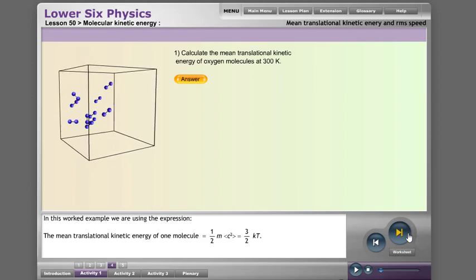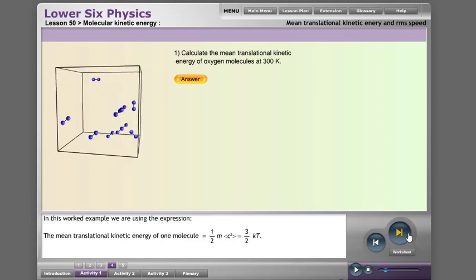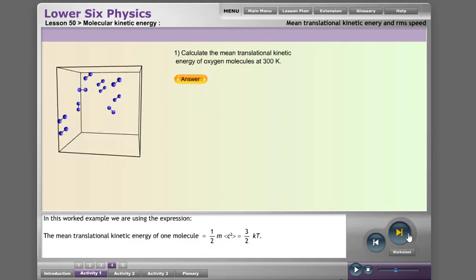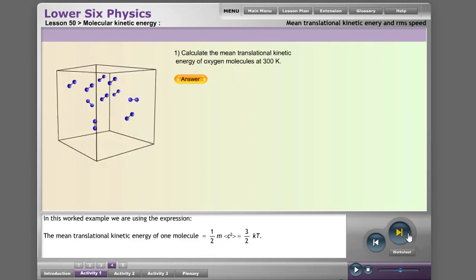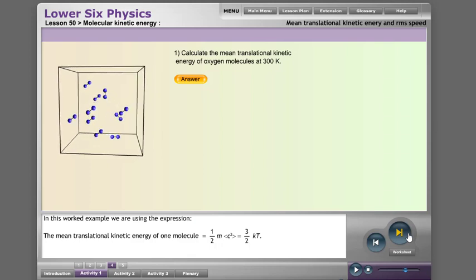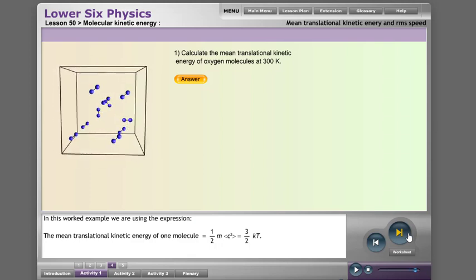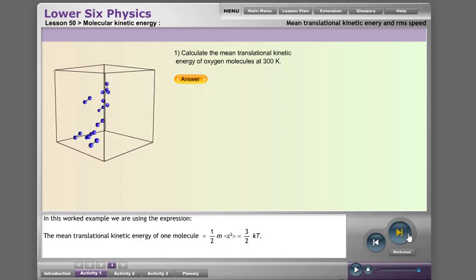In this worked example, we are using the expression: the mean translational kinetic energy of one molecule equals half m times mean square of speed c, which equals 3 over 2 times kT.